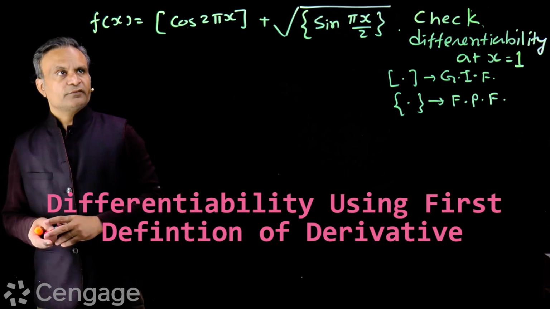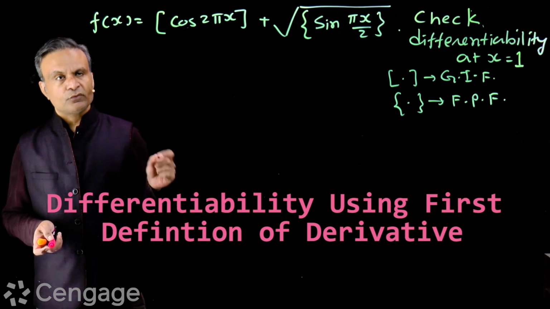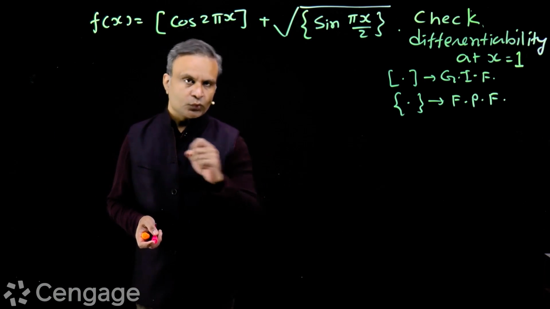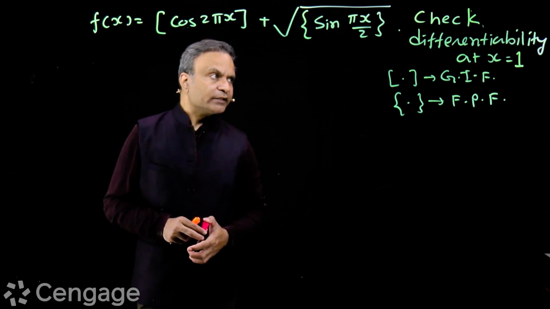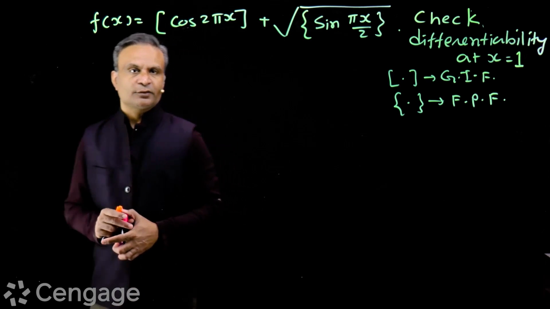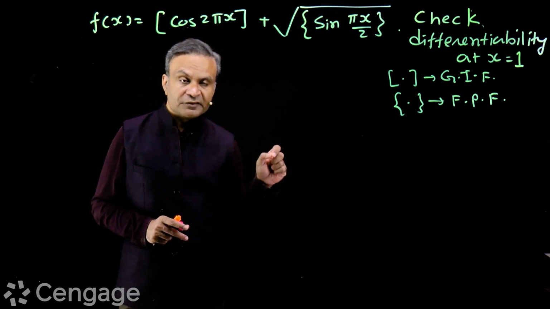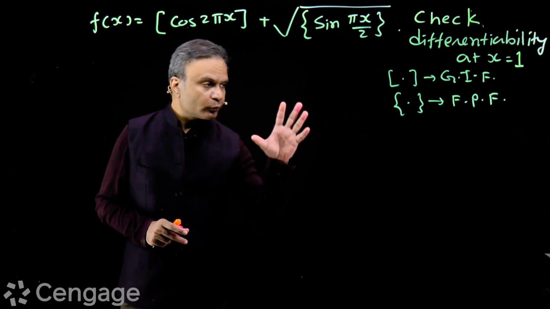We're going to look at this function. We have f(x) is equal to greatest integer of cos 2πx plus square root of fractional part of sin(πx/2). We have to check differentiability of this function at x = 1. Here we have a function involving the greatest integer function and the fractional part function. This is going to be a very interesting one.